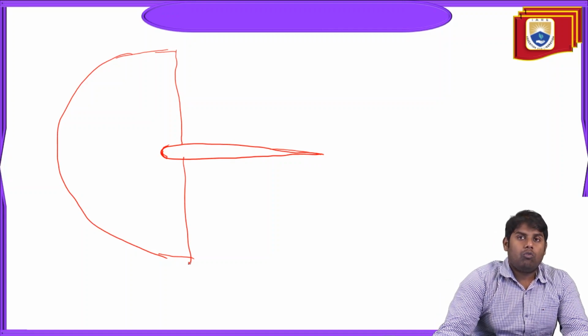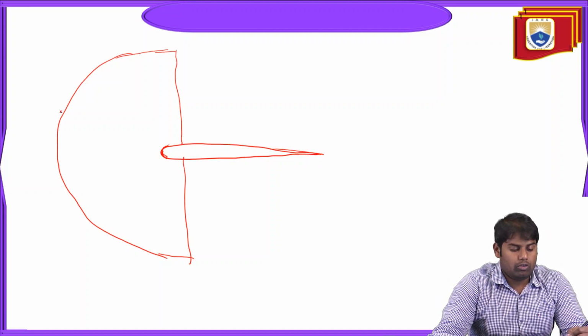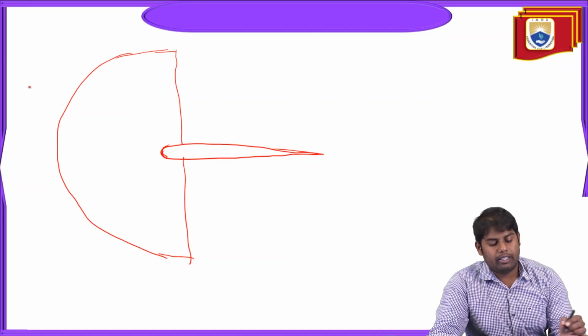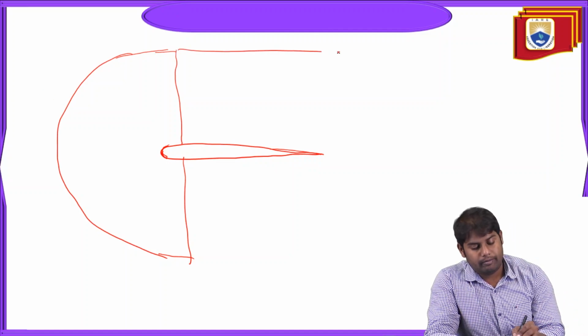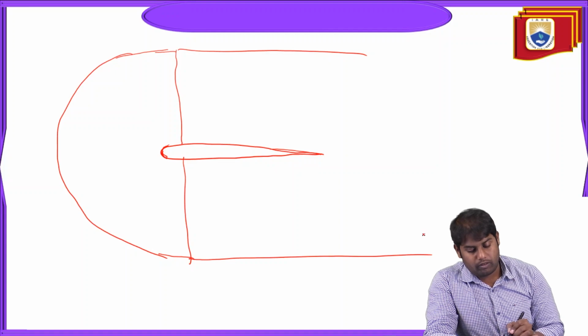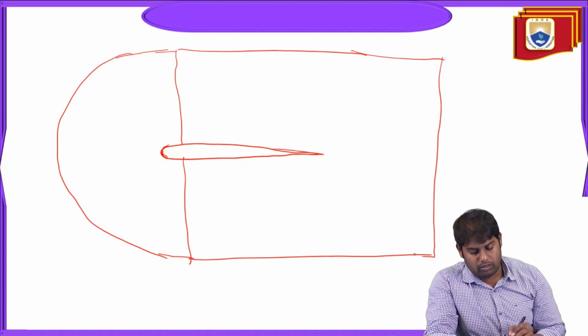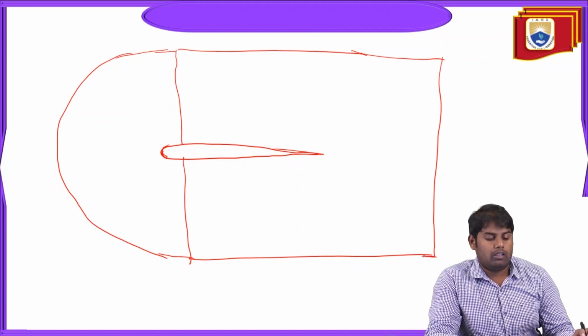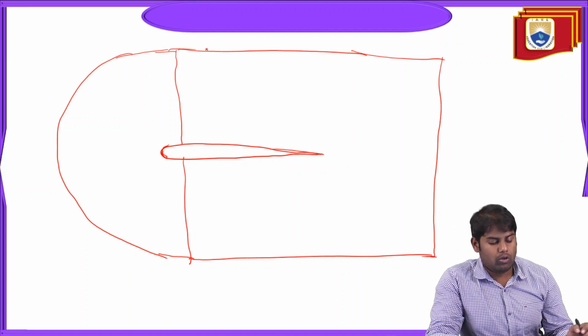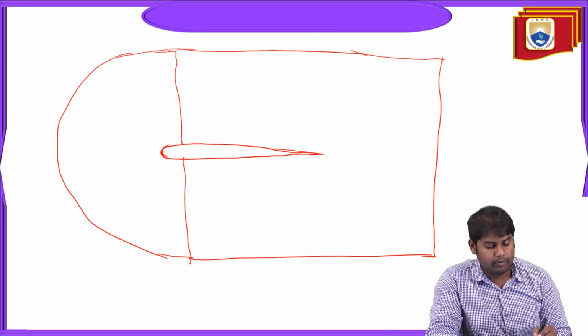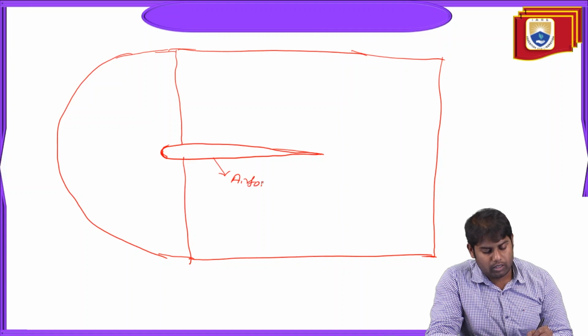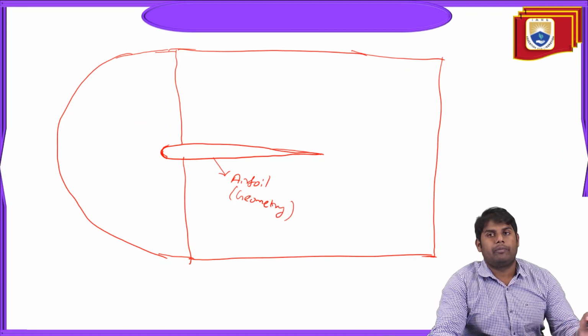Okay, so now why have I drawn this? We will see in detail. Here, if you see this diagram, this is called an airfoil, or you can say geometry in CFD or computational aerodynamics terminology.